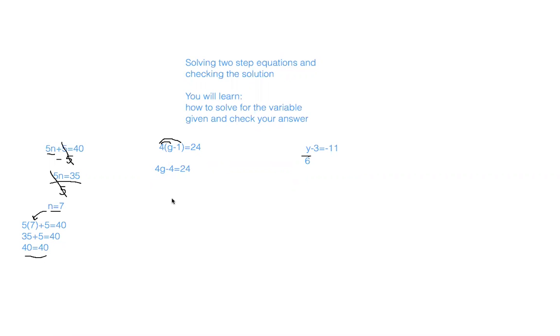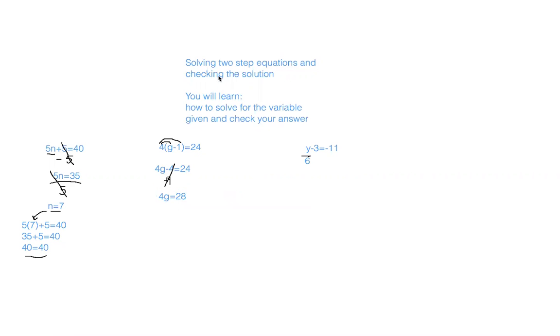Now this equation looks very similar to the first one. So now we know what to do here. It's very easy. All we have to do is isolate g. So in order to do that, we have to add 4 to both sides. If we add 4 to here, they cancel out, leaving you with 4g on the left side. And if we add 4 to the right side, 24 plus 4 leaves you with 28.